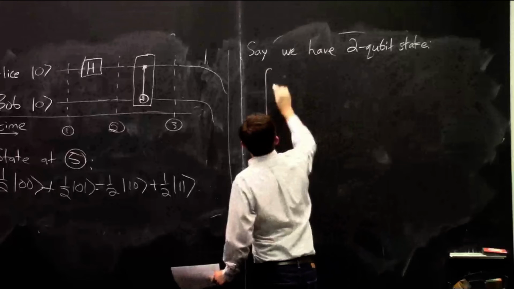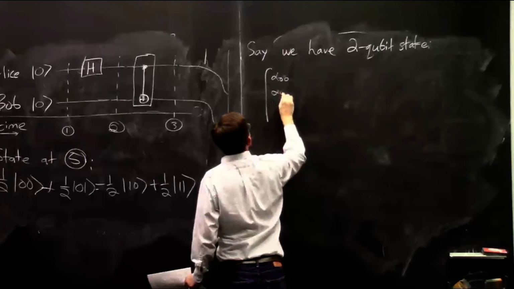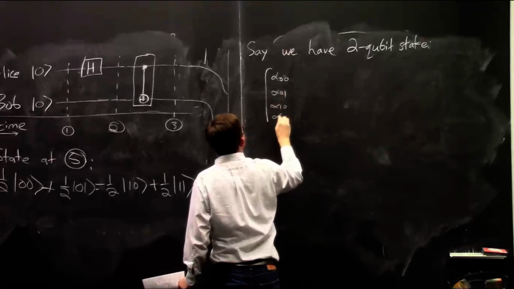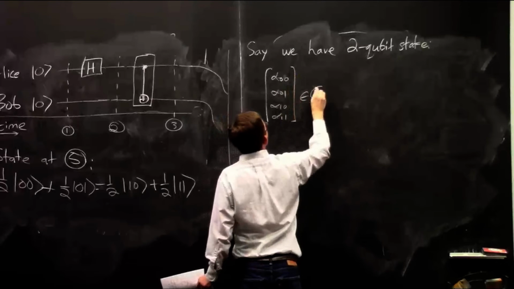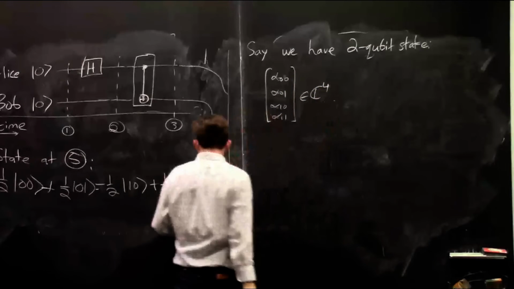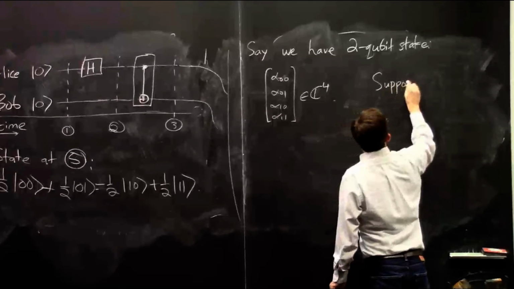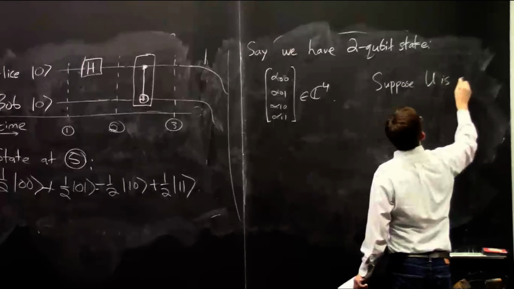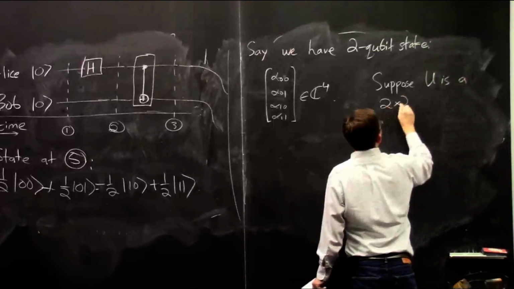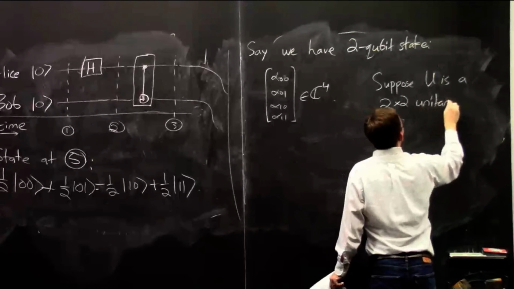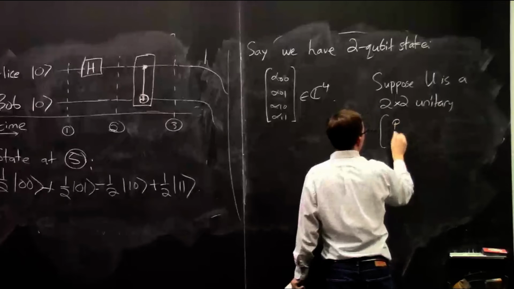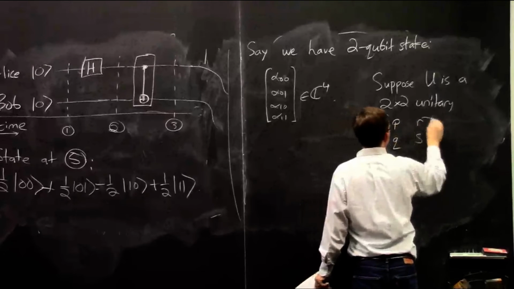And it looks like this: alpha 0 0, alpha 0 1, alpha 1 0, alpha 1 1. It's 4-dimensional. And suppose we have a 1-qubit unitary. So that's a 2x2 unitary. And let's say its matrix form is P, Q, R, S.